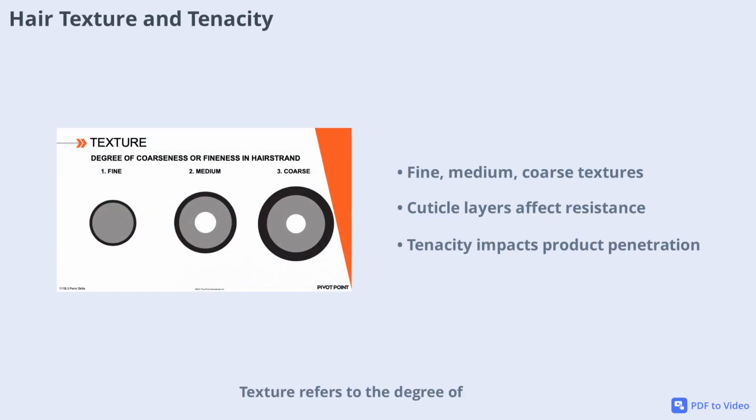Texture refers to the degree of coarseness or fineness in the hair strand. Fine hair may be more resistant due to tightly packed cuticle layers, while coarse hair can also be resistant because of increased cuticle layers. Medium hair with 7–12 cuticle layers generally accepts products well. Tenacity describes how easily a product can penetrate the cuticle, which is crucial for effective perming.